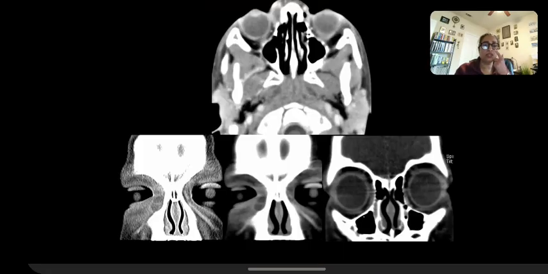This is another example. Here again, you can see a peripherally enhancing hypodense collection in the right medial canthal region, and you can see the right nasolacrimal duct is slightly enlarged and completely opacified. So that tells you that there's some distal obstruction. That's the most common cause of dacryocystitis.